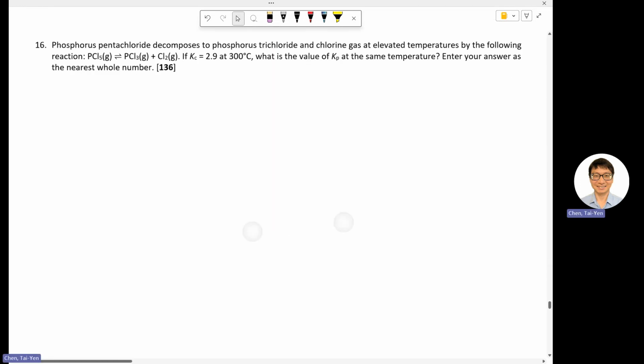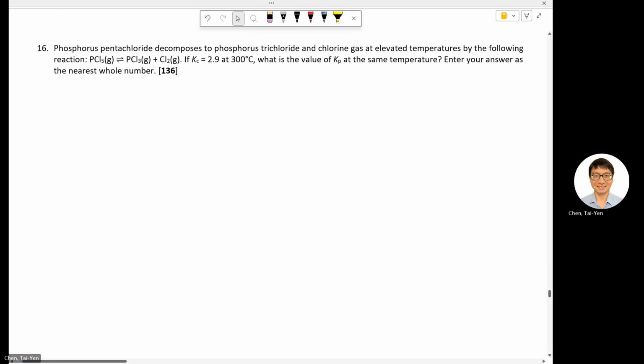Okay, 16. Phosphorus pentachloride decomposes into phosphorus trichloride and chlorine gas at elevated temperatures by the following reaction. If Kc is 2.9 at 300 degrees C, what is the value of Kp at the same temperature? Okay, so this is a Kc to Kp conversion. It tells you what the Kc is for this specific reaction, and then it wants you to calculate the value of Kp.